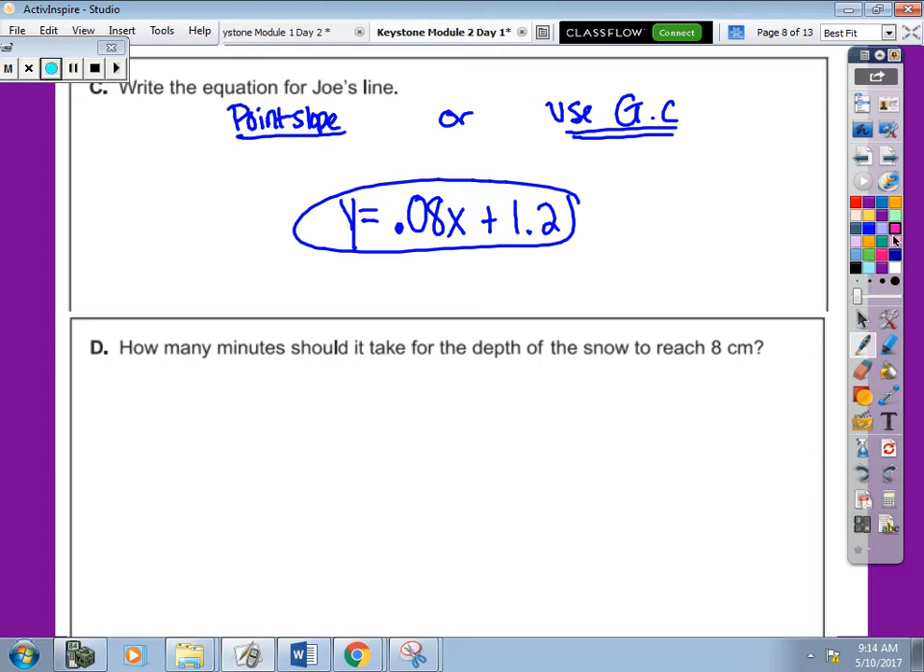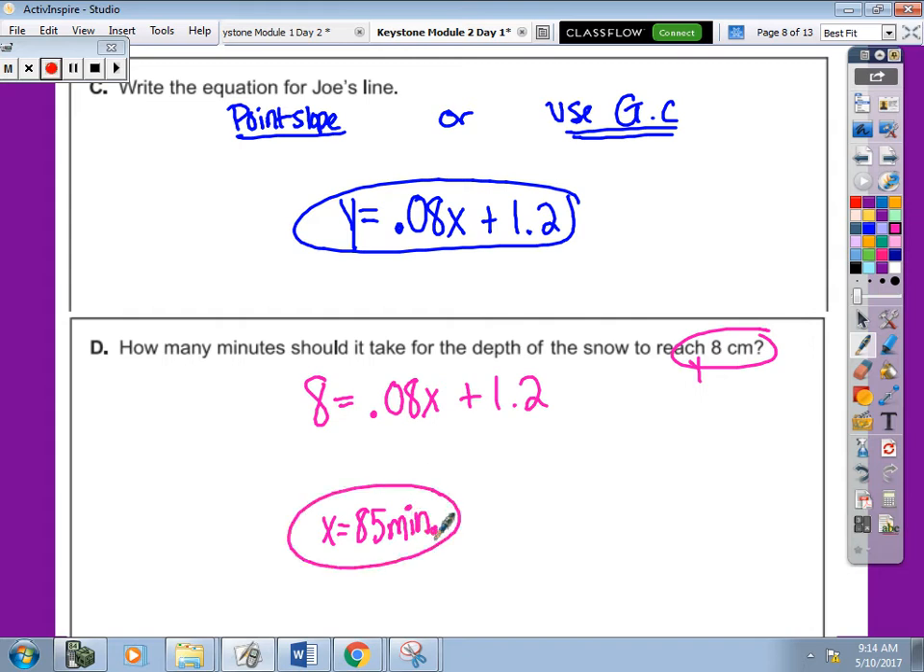All right. Part D, how many minutes should it take for the depth of snow to reach 8 centimeters? So am I plugging 8 centimeters in for x, or am I plugging it in for y? Y. Because y is the height of the snow. And then you just solve, subtract, and divide. And you should get 85 minutes.